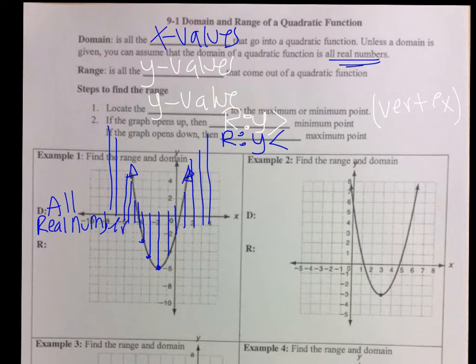And remember, real numbers are just any value, any number that you can count. So any number that you're counting, any decimal number, any fraction number, they're all real numbers.